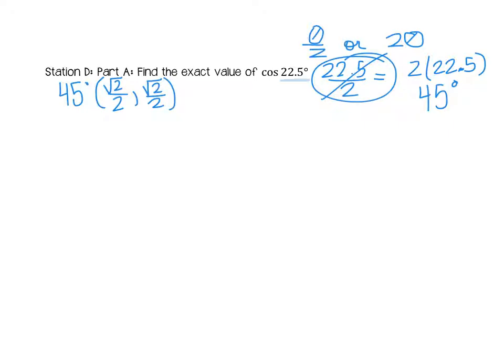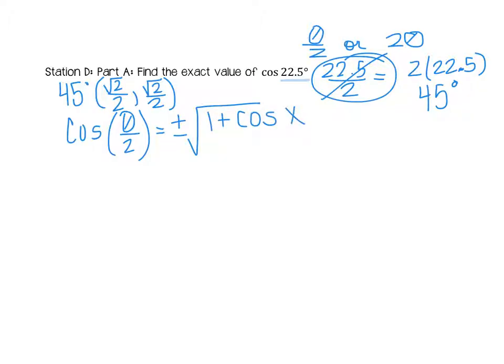Second decision, now I have to look at it and decide what formula I'm going to use. If I look on my formula sheet, I see that I have the formula cosine of theta divided by 2 is equal to plus or minus the square root of 1 plus the cosine of x, all divided by 2. Alright, so I'm going to plug that in. So I've got it is equal to plus or minus, and we'll talk about the plus or minus in just a moment, 1 plus the cosine of 45 degrees all over 2.